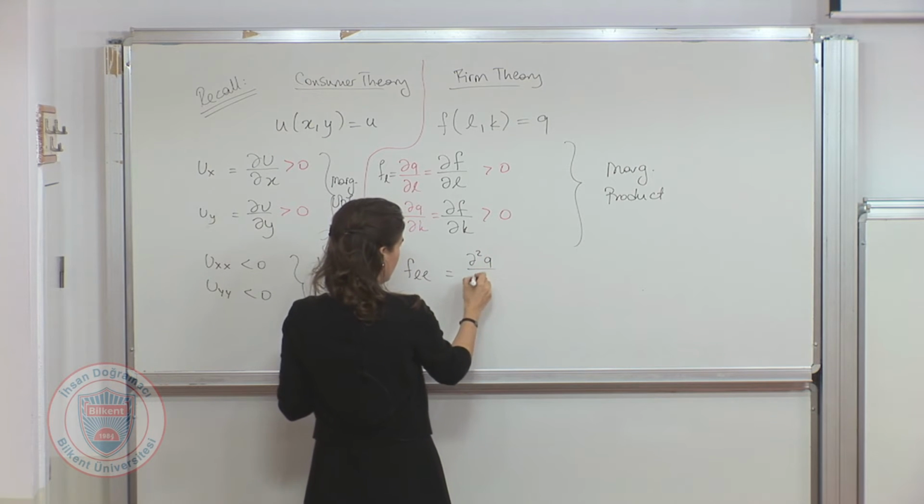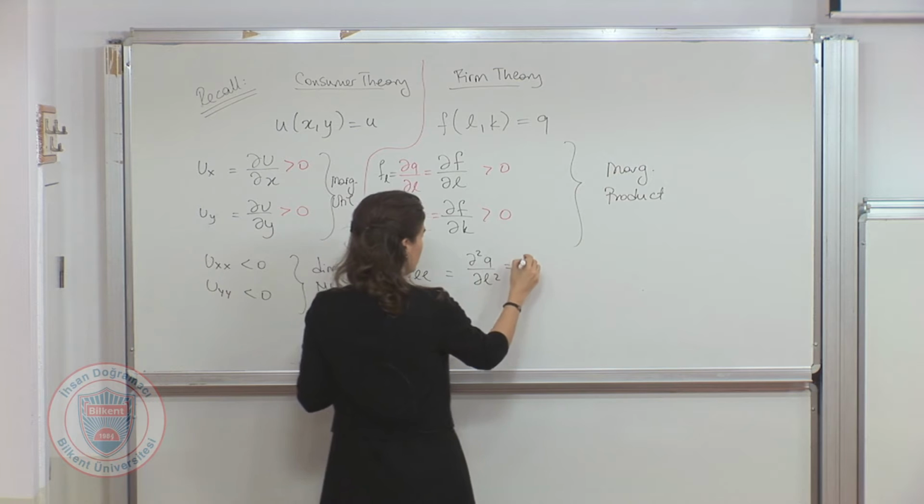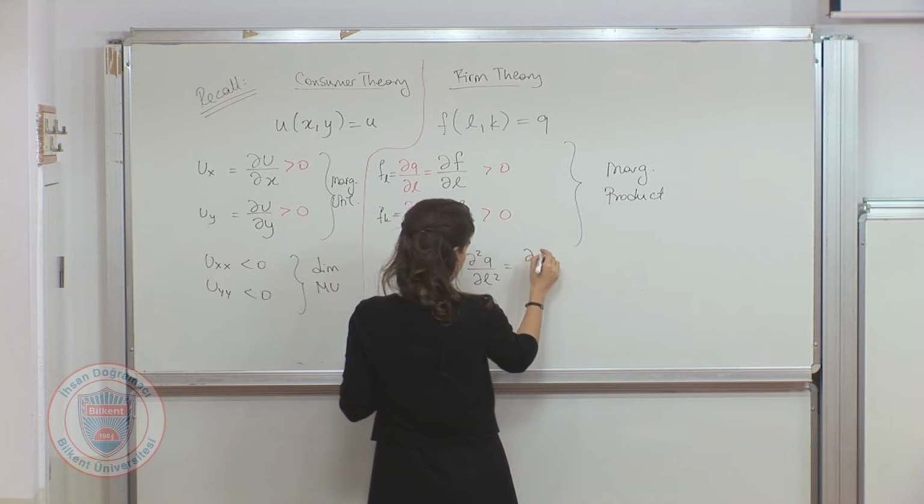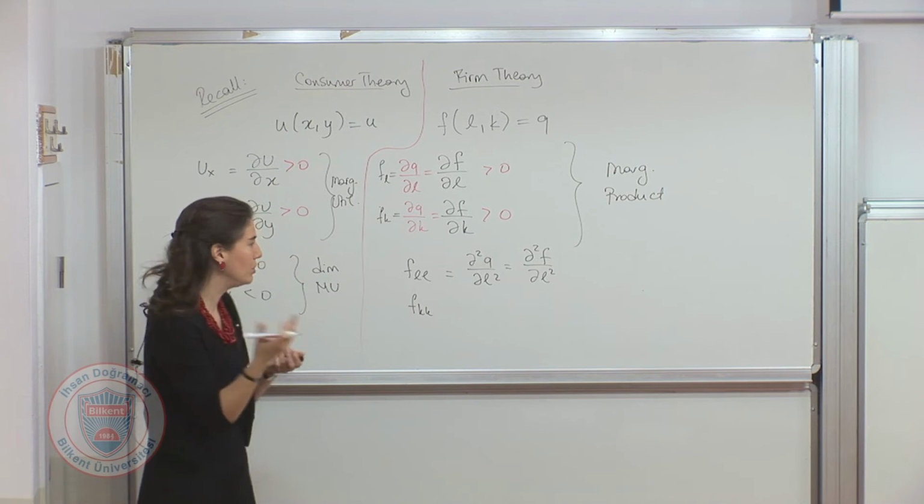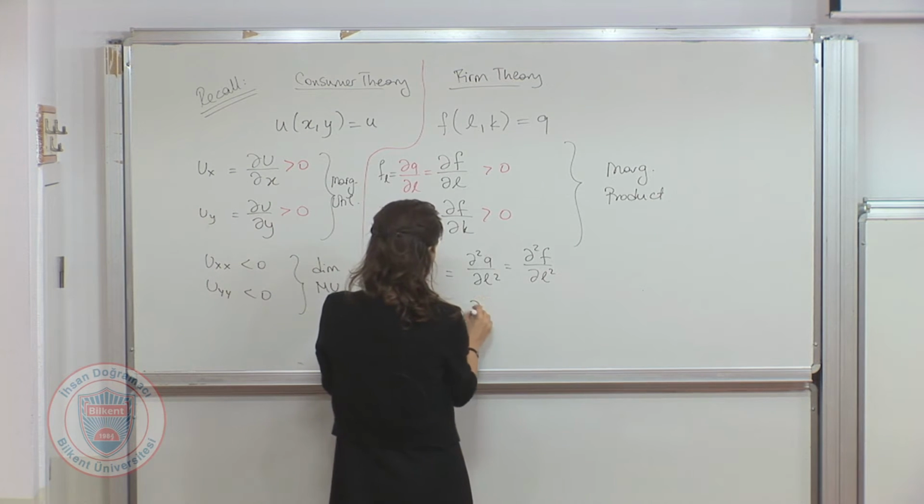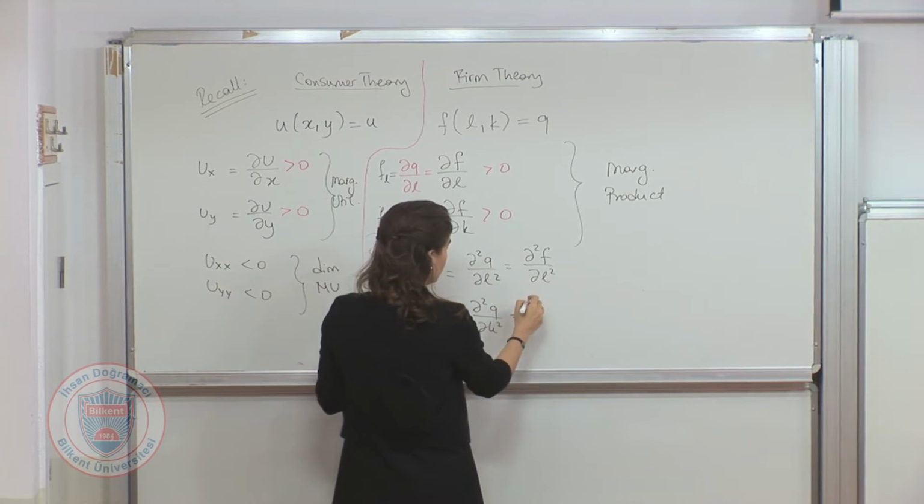So this is actually del L squared. So this is basically del square f over del L squared, okay? Whichever one you would like to write down. So it's actually the same concept here.